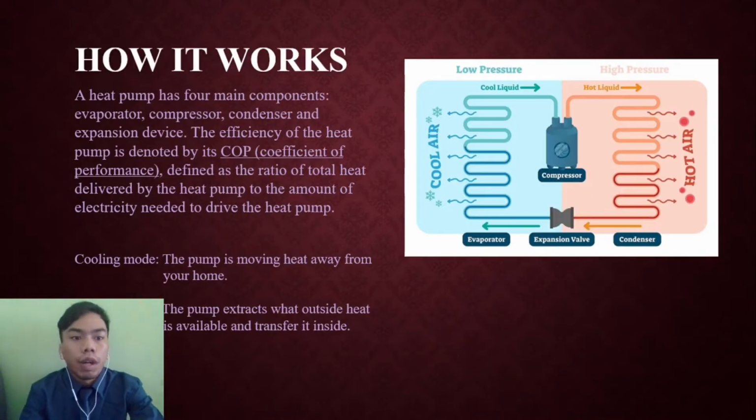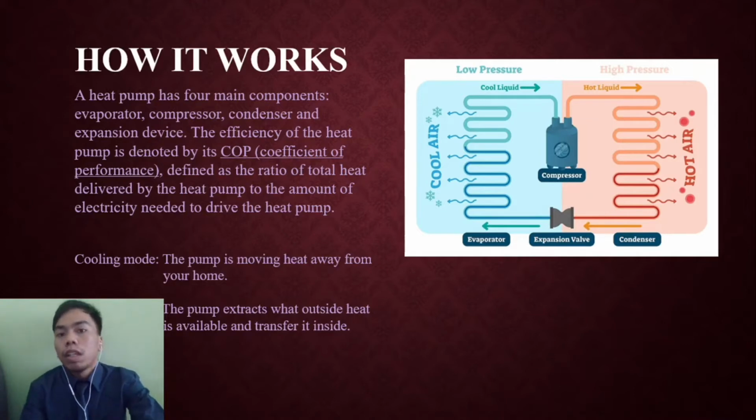How does the heat pump work? The heat pump has four main components, which are the evaporator, compressor, condenser, and expansion device. The details about these will be explained by my group. The efficiency of the heat pump is denoted by its COP, coefficient of performance, defined as the ratio of total heat delivered by the heat pump to the amount of electricity used to drive the heat pump.